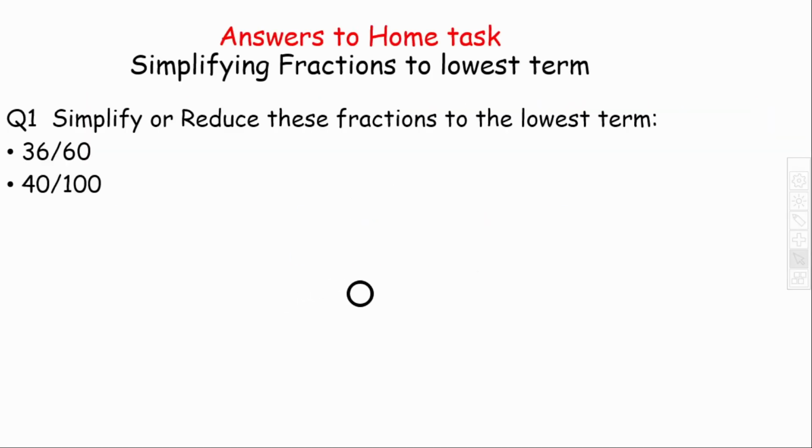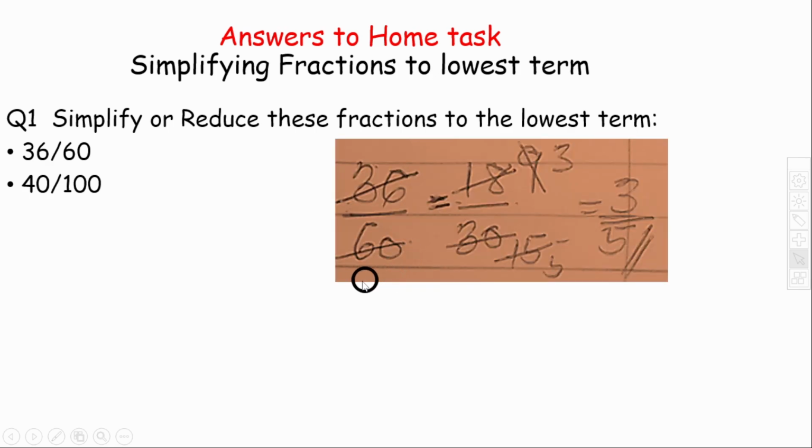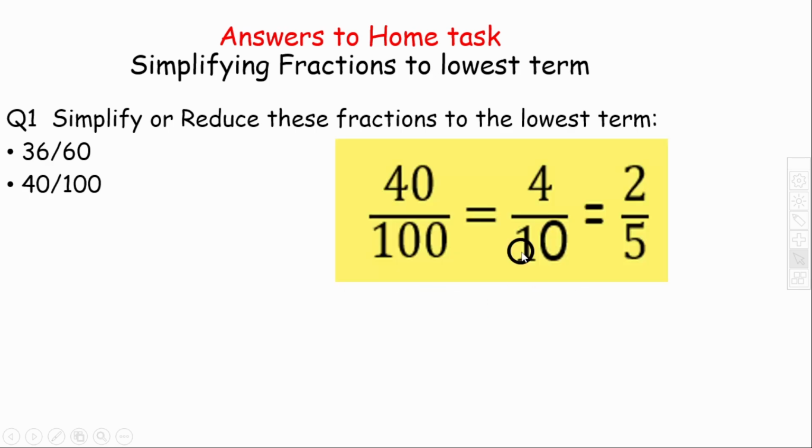Remember in the last class I gave you some couple of home tasks on how to simplify fractions to its lowest term. These are the answers to those home tasks. The final answer to the first question is 3 all over 5. The final answer to the second question is 2 all over 5.